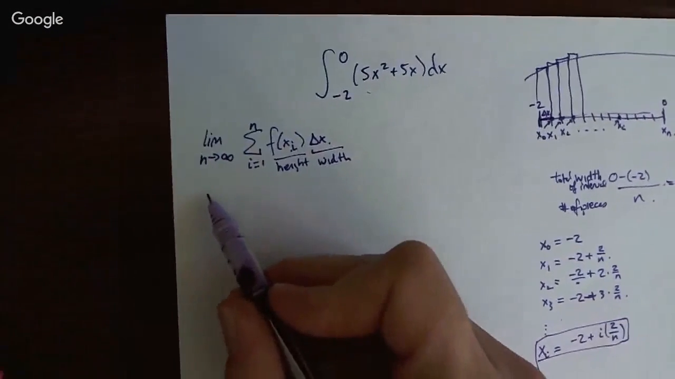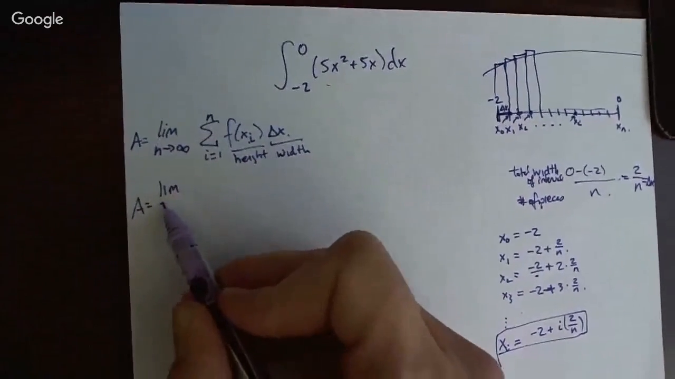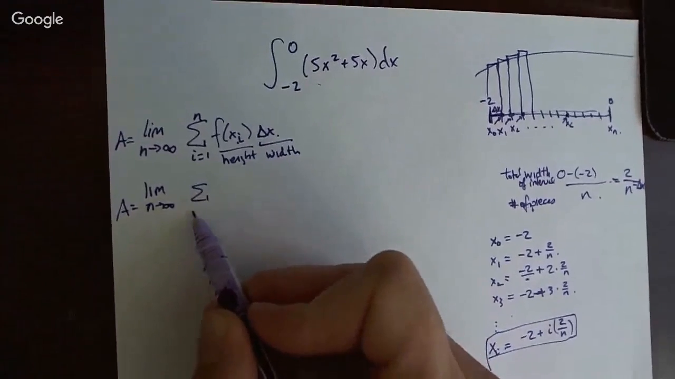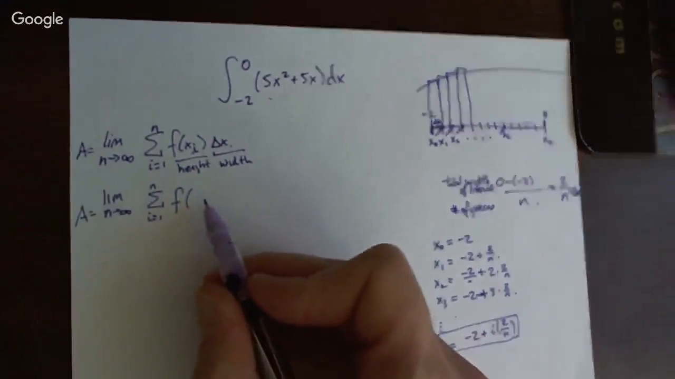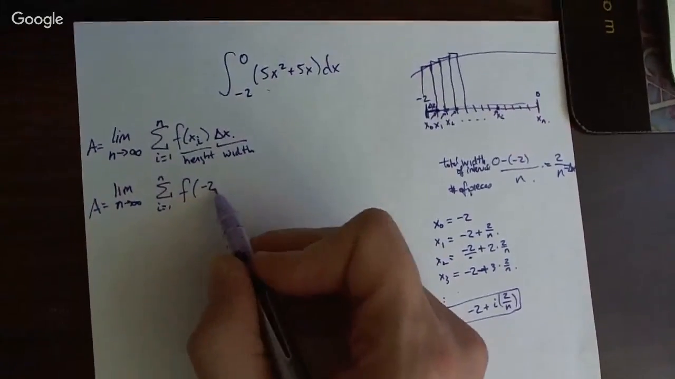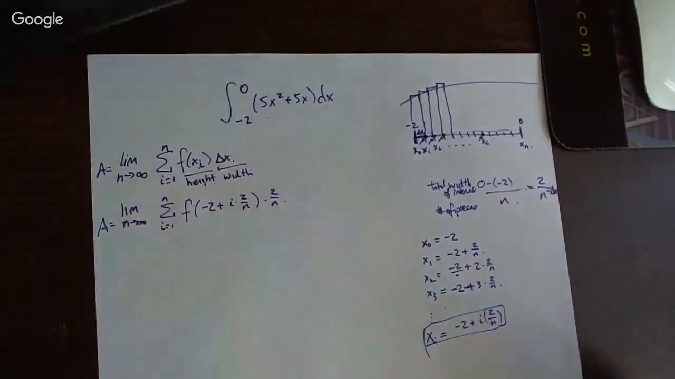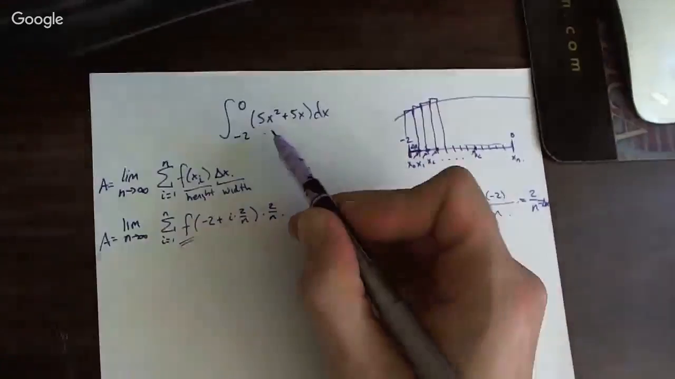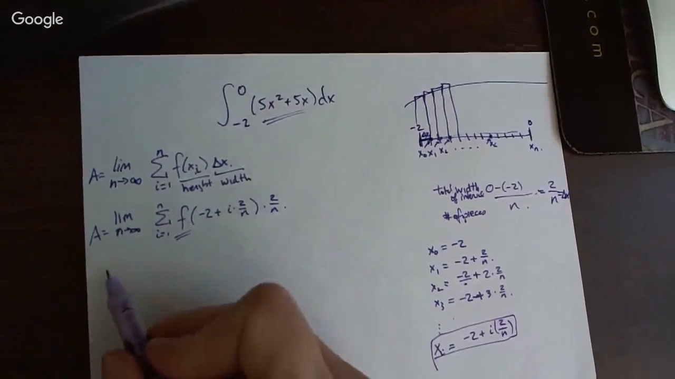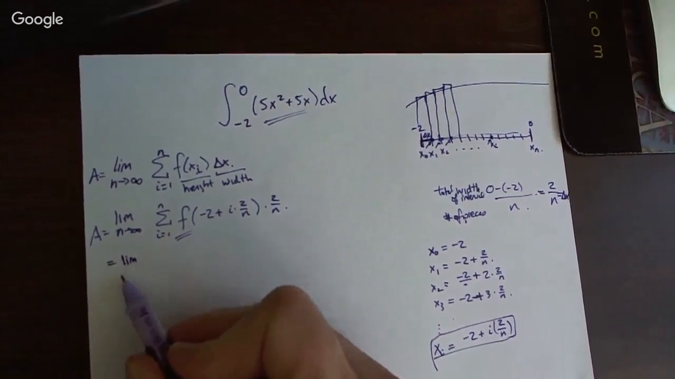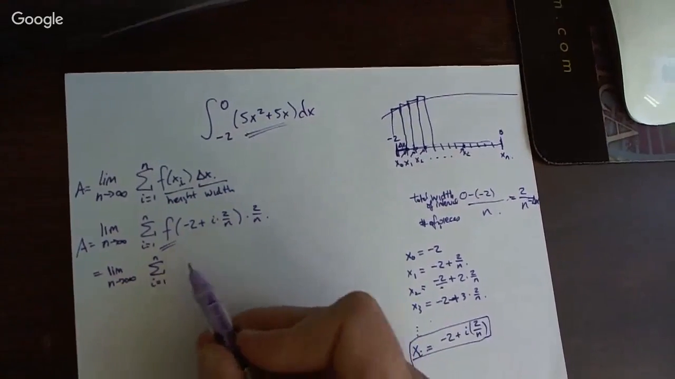So what we're going to look for, this area, is going to be the limit as n goes to infinity of the sum from i goes from 1 up to n of f of x i, -2 plus i times 2 over n, times 2 over n. Now this function is the function that's in the integrand. So let's simplify this. Let's actually plug it in and see what we get.